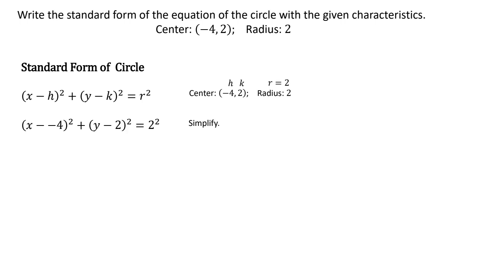Substitute the values. We get x minus h, which is negative 4, and y minus k, which is 2, and r is 2. Then we simplify. Negative negative is positive 4, and y minus 2 is already simplified in the parentheses, and 2 squared is 4. So the standard form of your equation, this would be the answer that you want to input.